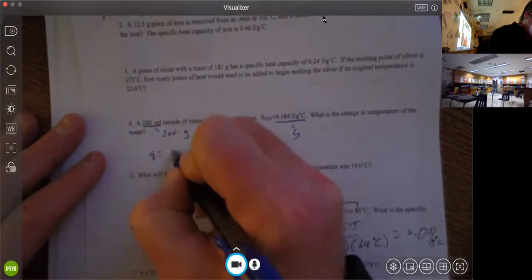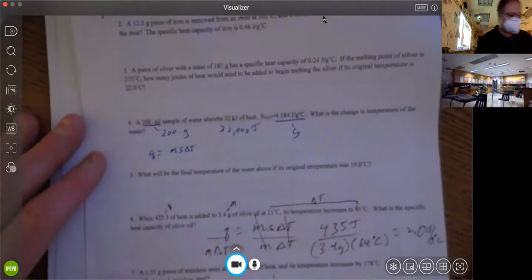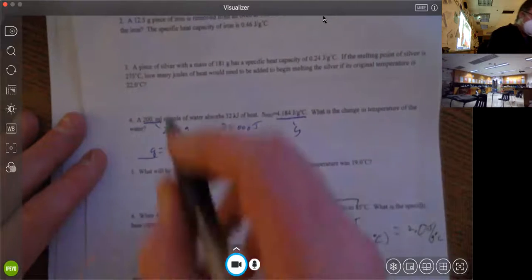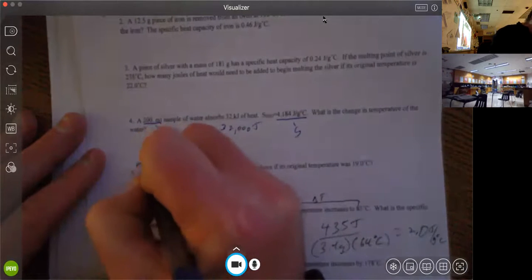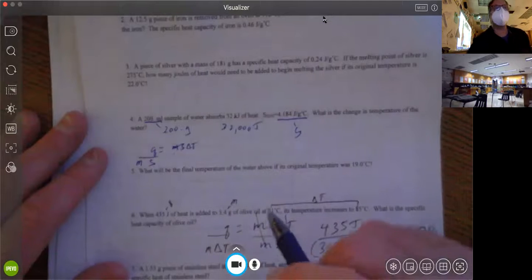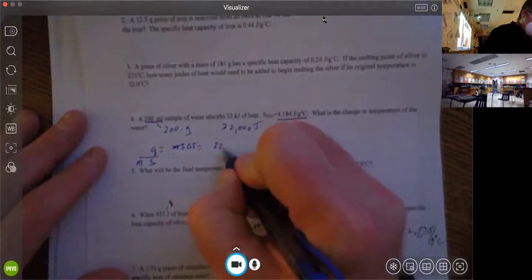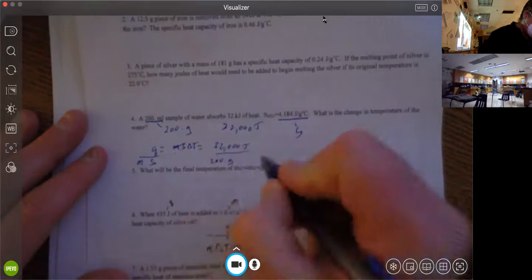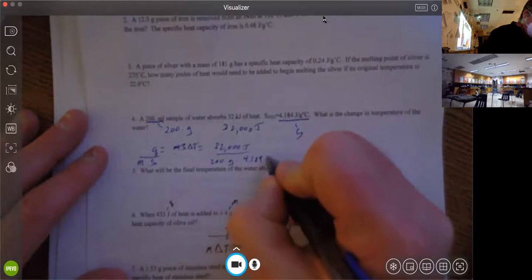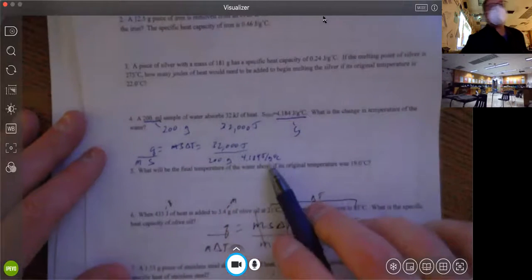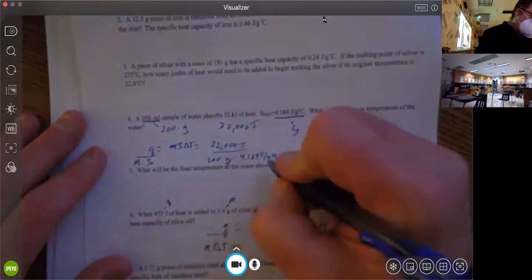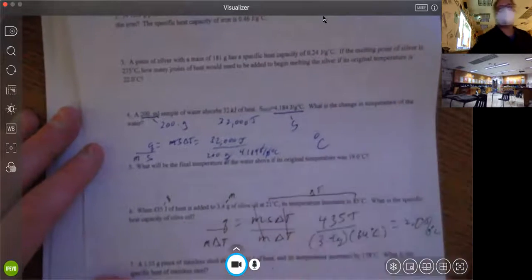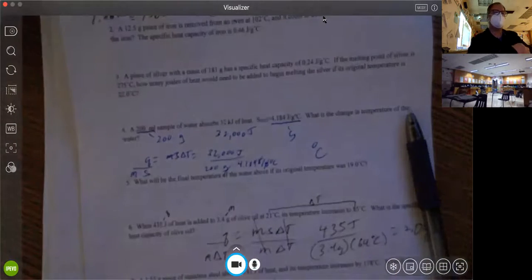So if Q equals MS delta T, this is page 8, problem number 4, by the way, we want to find delta T. We have MS on each side. So 32,000 joules over 200 grams and 4.184 joules per gram degrees Celsius. You can see my grams and joules are going to cancel out. That's going to give me 1 over degrees Celsius, which is the inverse of the inverse. So that gives us degrees Celsius.